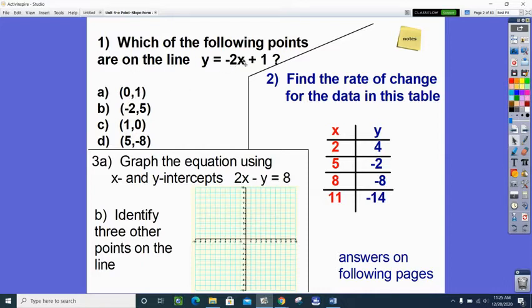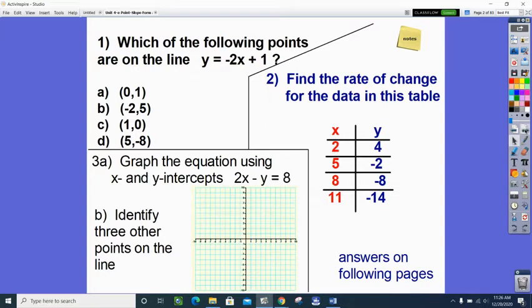You're going to let x be 0. You're going to do the math. And if the output is 1, then this point would be on the line. And if not, it's not on the line. So in other words, -2 times 0 would be 0. Add 1 would be 1. That's a check. That works. -2 times -2 would be +4 plus 1 is 5. That works. -2 times 1 is -2 plus 1 is -1. -2 times 5 is -10 plus 1 would be -9, and that's a no-go as well.